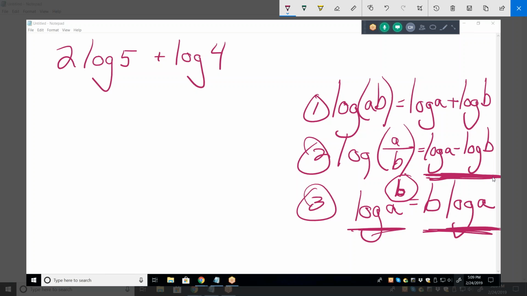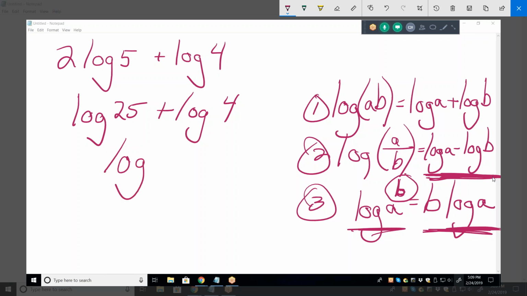So how can I rewrite this? Log of 5 squared. I'm going to go ahead and write log of 25, just to shorten it. Yeah, it is log of 5 squared. Plus log of 4. What's that equal to? Keep condensing until you get one log expression. Log of 25 over 4, or 25 times 4? Which is the log of 100.